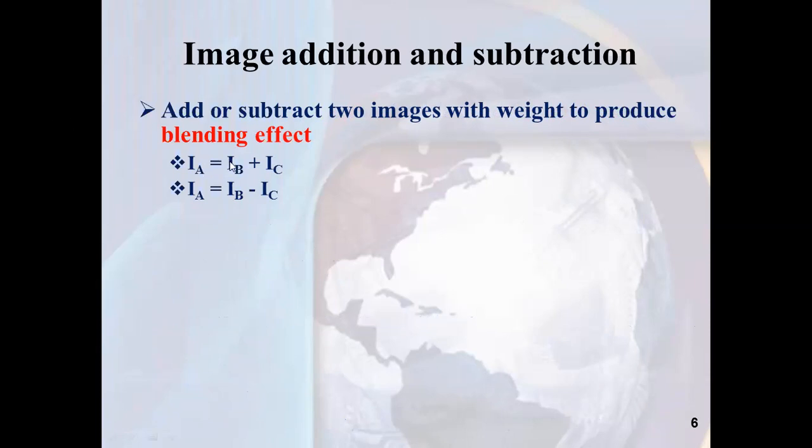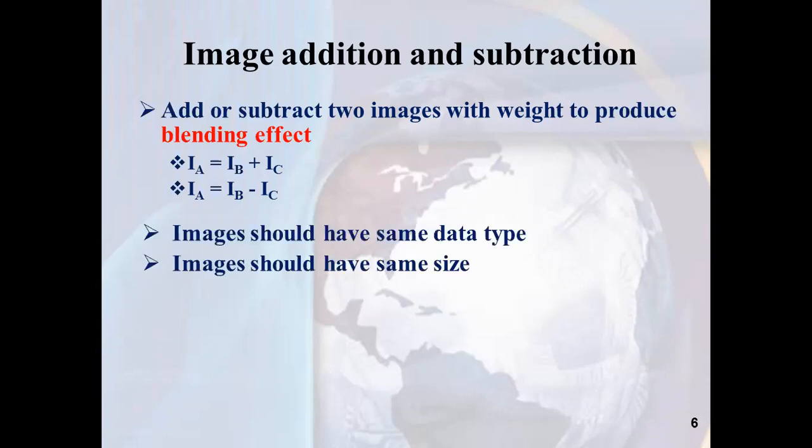As we said before, to add two images or to subtract two images, it means that we add the elements of the matrices associated to these two images. And to add two matrices, we should have the same size. So you cannot add two images if they don't have the same size. So first, images should have the same size to be added. Second, the images should have the same data type.